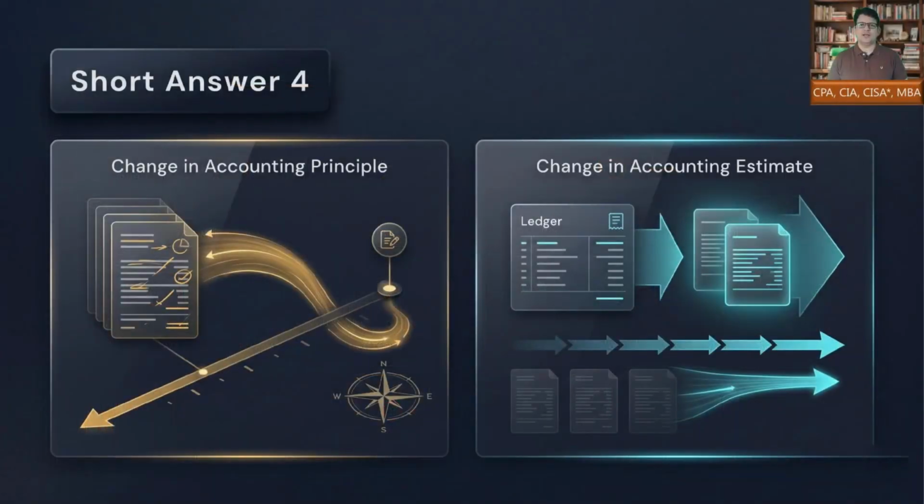Short answer 4 asks you to differentiate a change in accounting principle from a change in accounting estimate. The main scoring contrast is direction. A principal change usually looks backward when retrospective application is required. An estimate change goes current and forward. Take a moment to build both lanes of your answer.